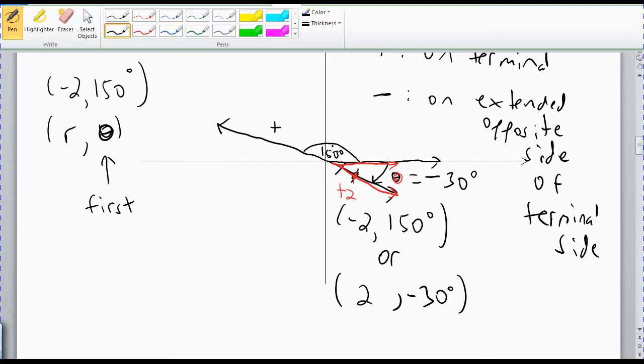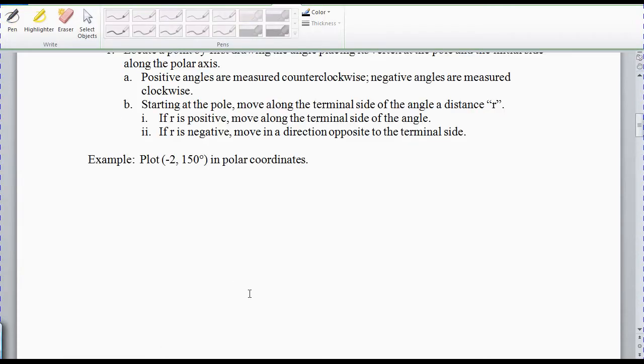So there's several ways I can write it. Or negative 2 comma, if I go around twice, so that's going to be 360 plus 150 more, 510. So it could be negative 2 comma 510. So there's more than one way, in other words.